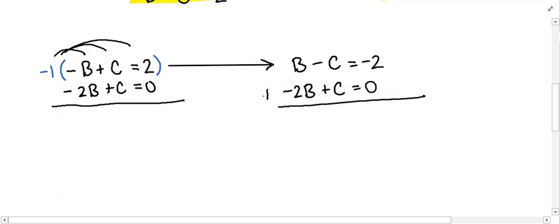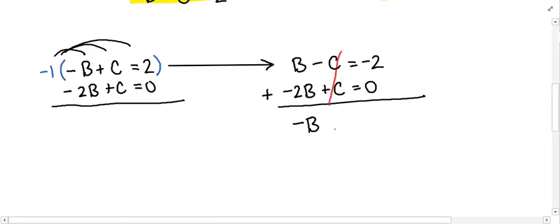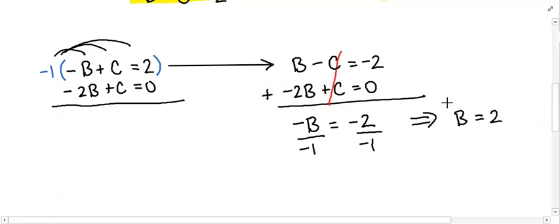And now I'm going to add. b plus a negative 2b is going to be minus b. Negative c plus c, those guys cancel. And that's going to equal negative 2 plus 0, which is negative 2. If I want b, I just have to divide by negative 1. So we're going to get that the b value here is positive 2. That's one of the coefficients, which is super duper that we have that.